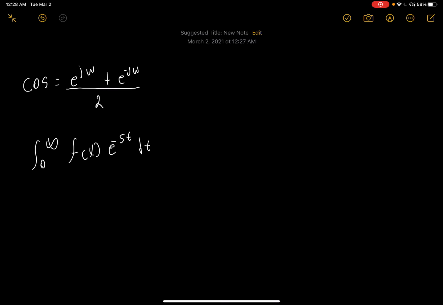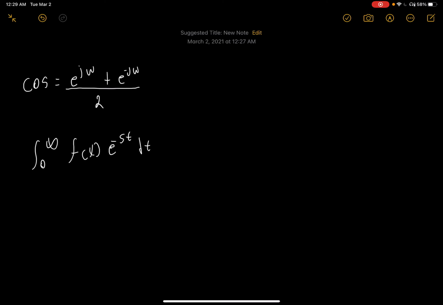Alright, hello. Today I am going to be solving, like I said in the last video, the Laplace transform of cosine. So I went ahead and started drawing off with the Laplace transform of sine. So now I am going to proceed to doing the Laplace transform of cosine.